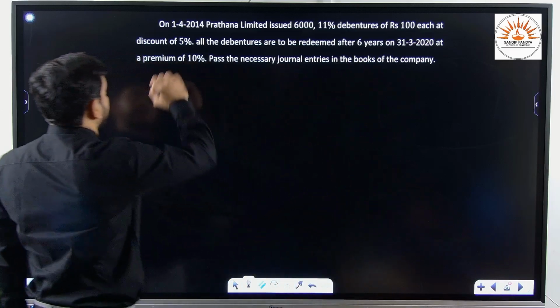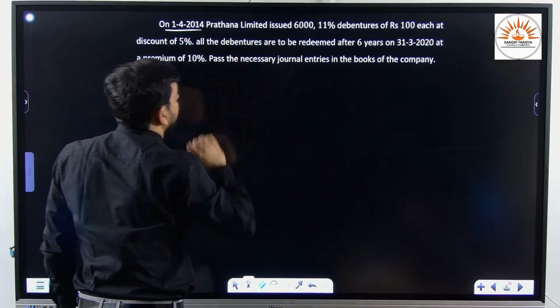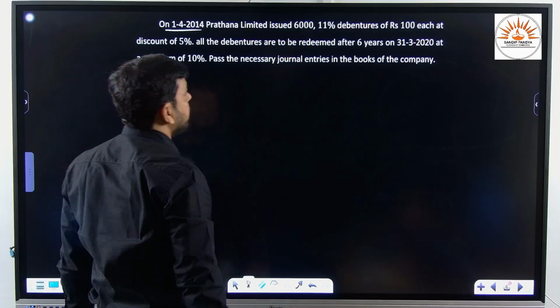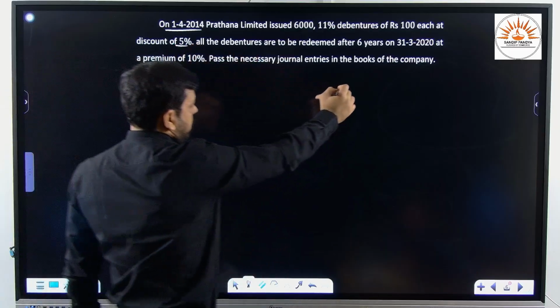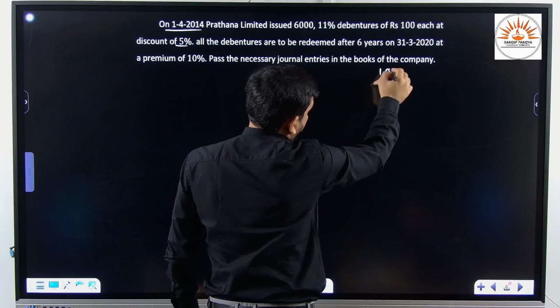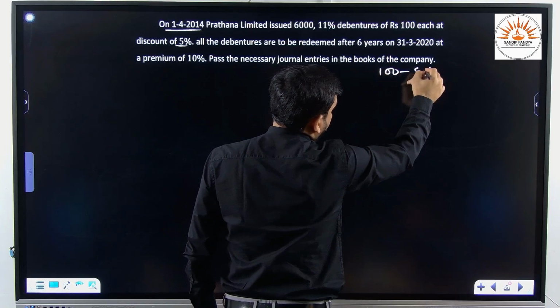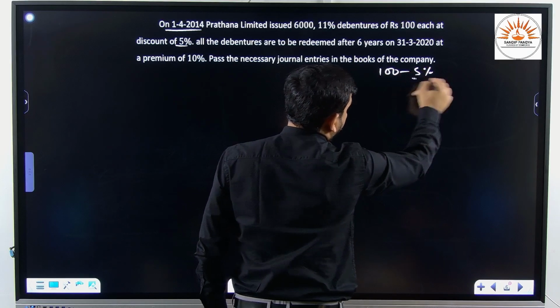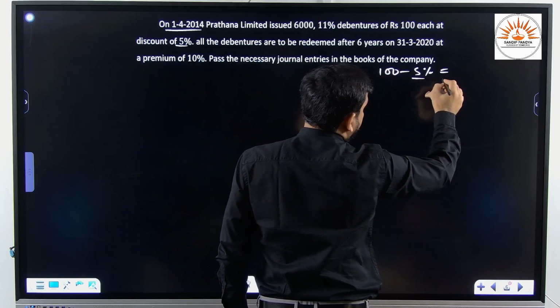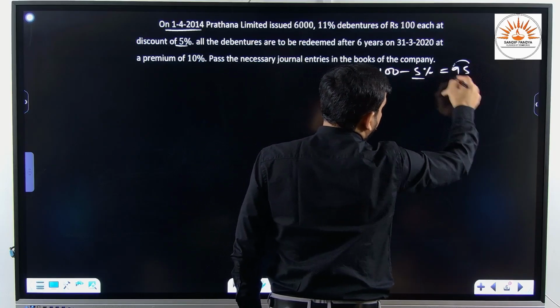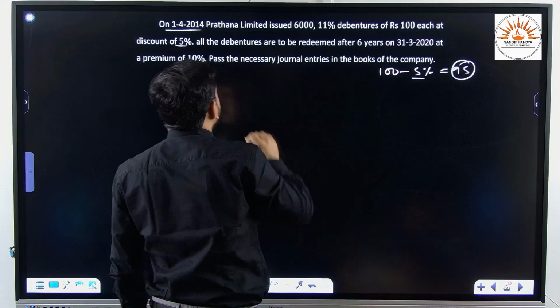On 1st April 2014, Pratna Limited issued 6,000 11% debentures of rupees 100 each at a discount of 5%. So in the first case we have to find out that the face value was 100, but this debenture is issued at a 5% discount, that is rupees 5. So 5% of 100 will be rupees 5. Once we deduct it, it will be 95. So our issue price will be 95.